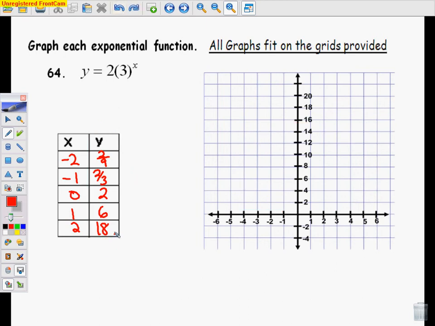And then also because I noticed that my highest y value was 18, I decided not to count by ones. I went on ahead and counted by twos. So let's go ahead and plot these values. (-2, 2/9). That's going to be really, really close to 0.